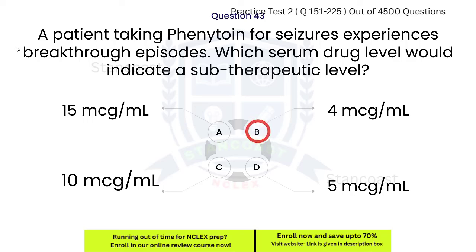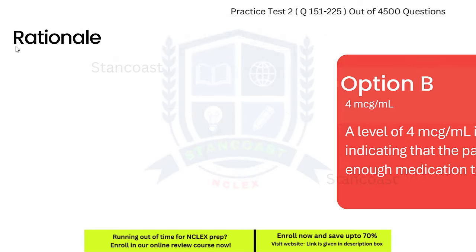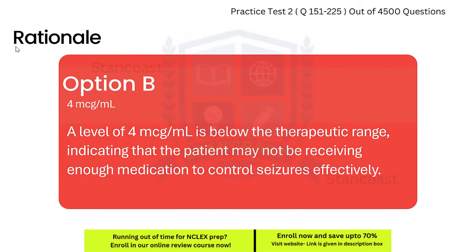4 micrograms per milliliter. A level of 4 micrograms per milliliter is below the therapeutic range, indicating that the patient may not be receiving enough medication to control seizures effectively.